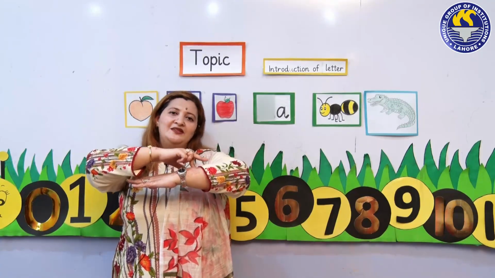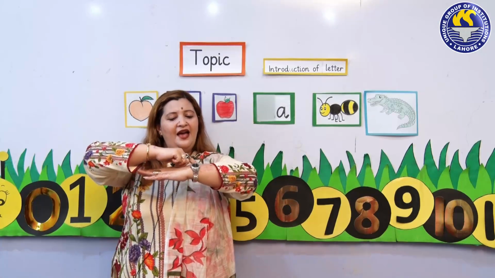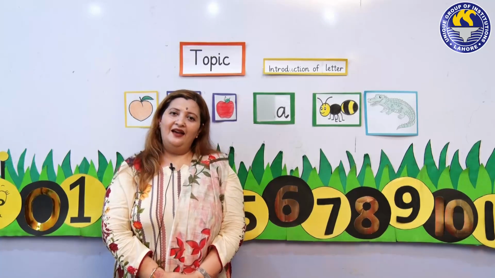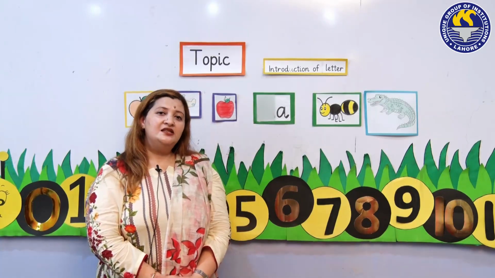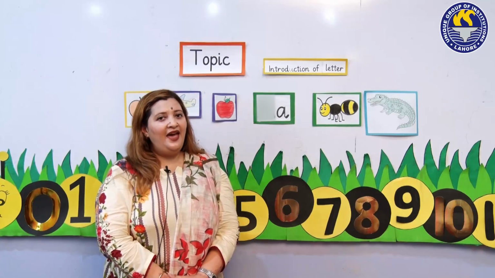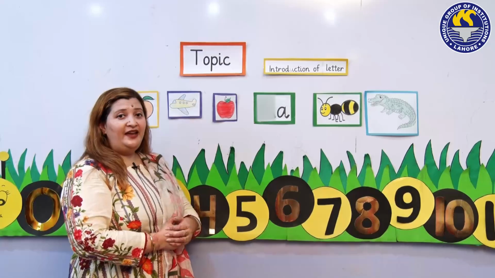Ants on my arms. Ants on my arms. Ants on my arm, they causing me alarm. What is this sound called? This is letter A sound. A. Very good. Now meet with the friends of letter A.